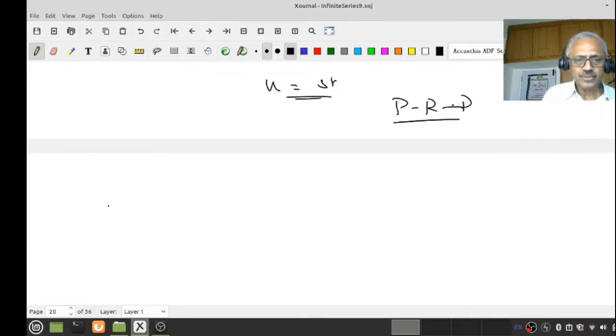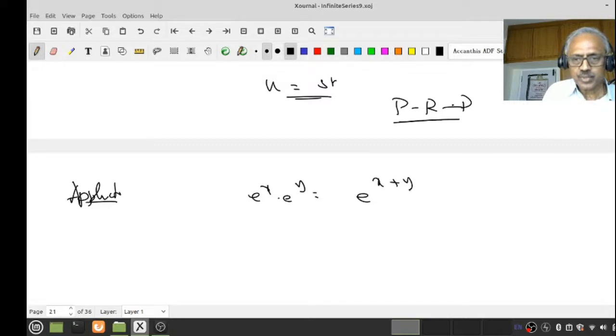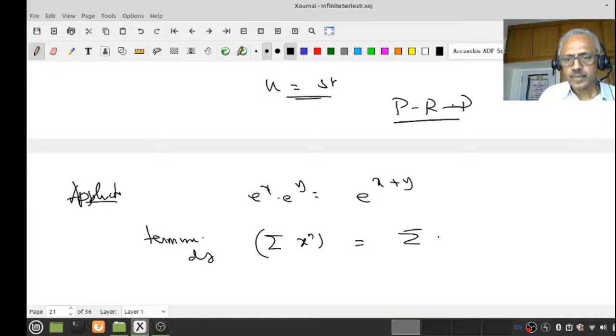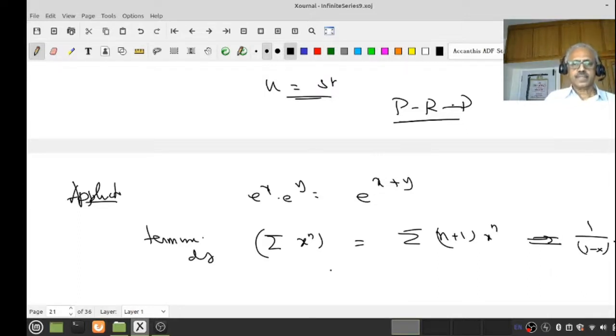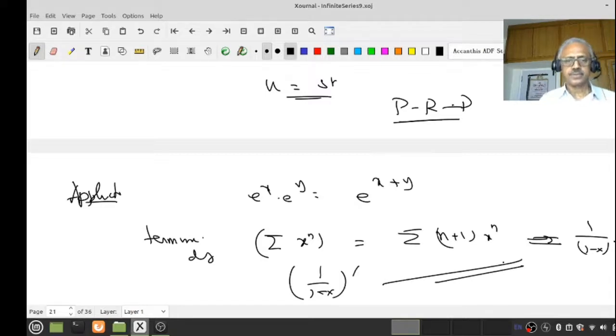Now if you want, you can go back to the application which we already proved. I am giving a second proof. e^x times e^y equals e^(x+y), and term-wise differentiation of the sum of x^n gives the sum of (n+1) x^n, which is nothing other than 1 by (1 minus x) squared. That is the derivative of 1 by 1 minus x equal to this. So all these things we have proved now rigorously.